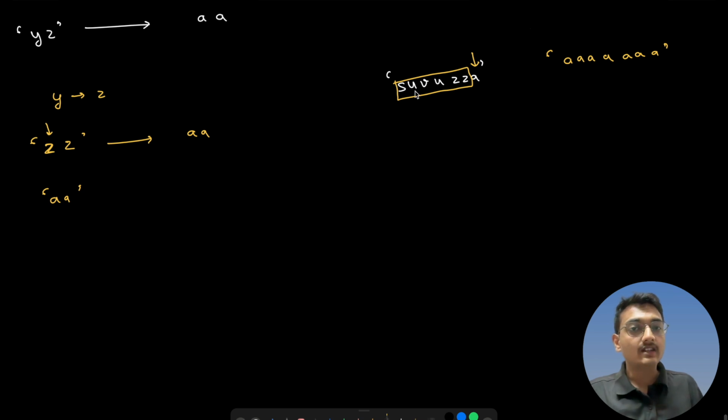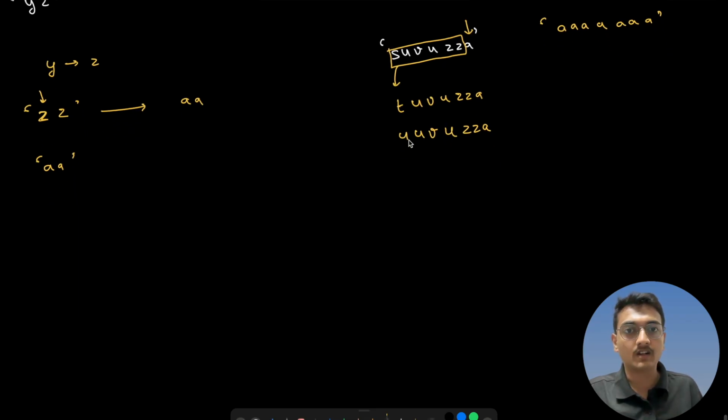I will start most optimally. I will try to convert this S first, because S comes first in alphabetical order among these characters. PQRST. I will convert this S to T, checking all occurrences. This will become something like U V U Z Z A. Then I will convert T to U. So I have U U V U again Z Z and A. Now I will pick all U's and convert them to V.